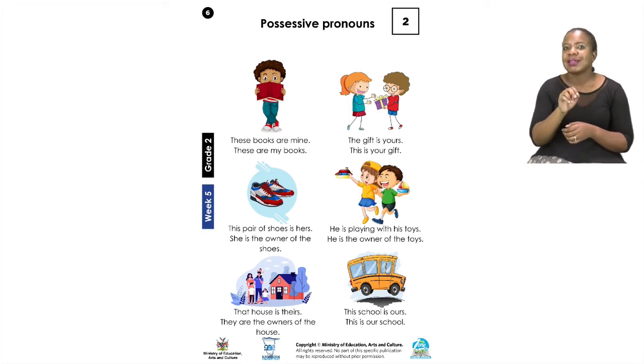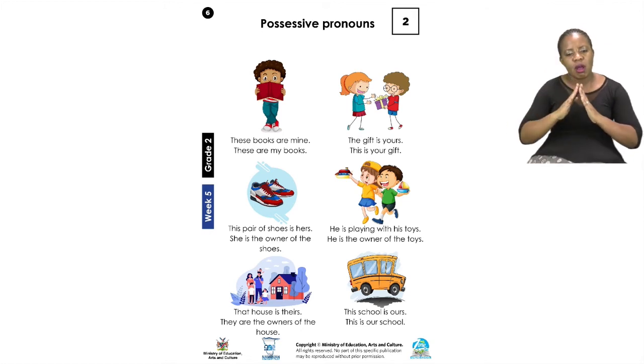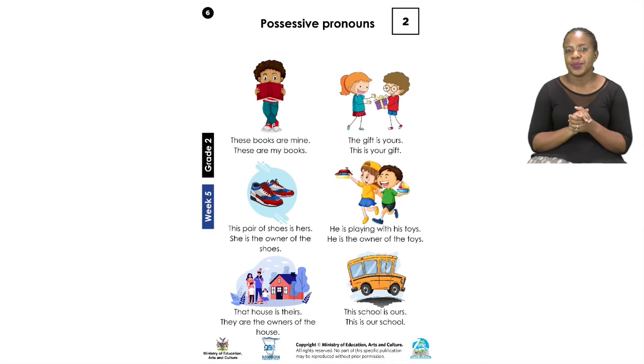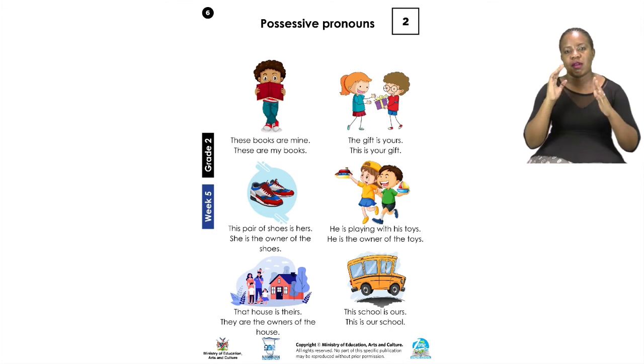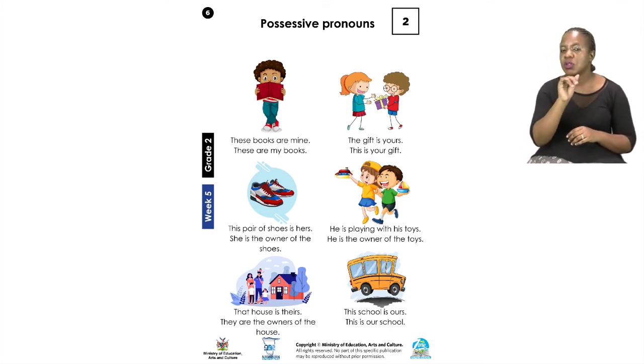Then the next picture where there is a house, we want to know who owns the house. So we are going to say the sentence there, that house is theirs. The next sentence says, they are the owners of the house. So the word that shows us ownership or the possessive pronoun there is the word theirs. That house is theirs.